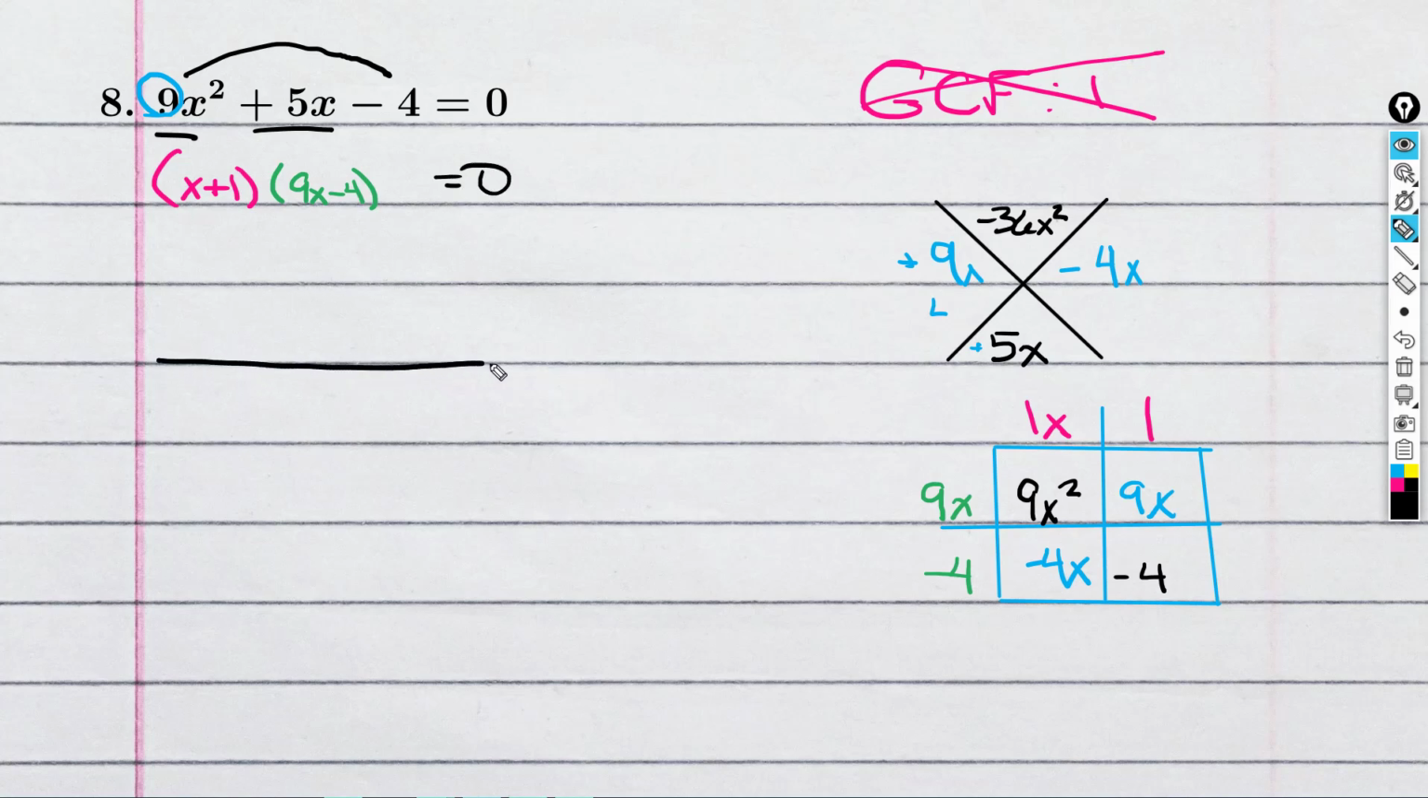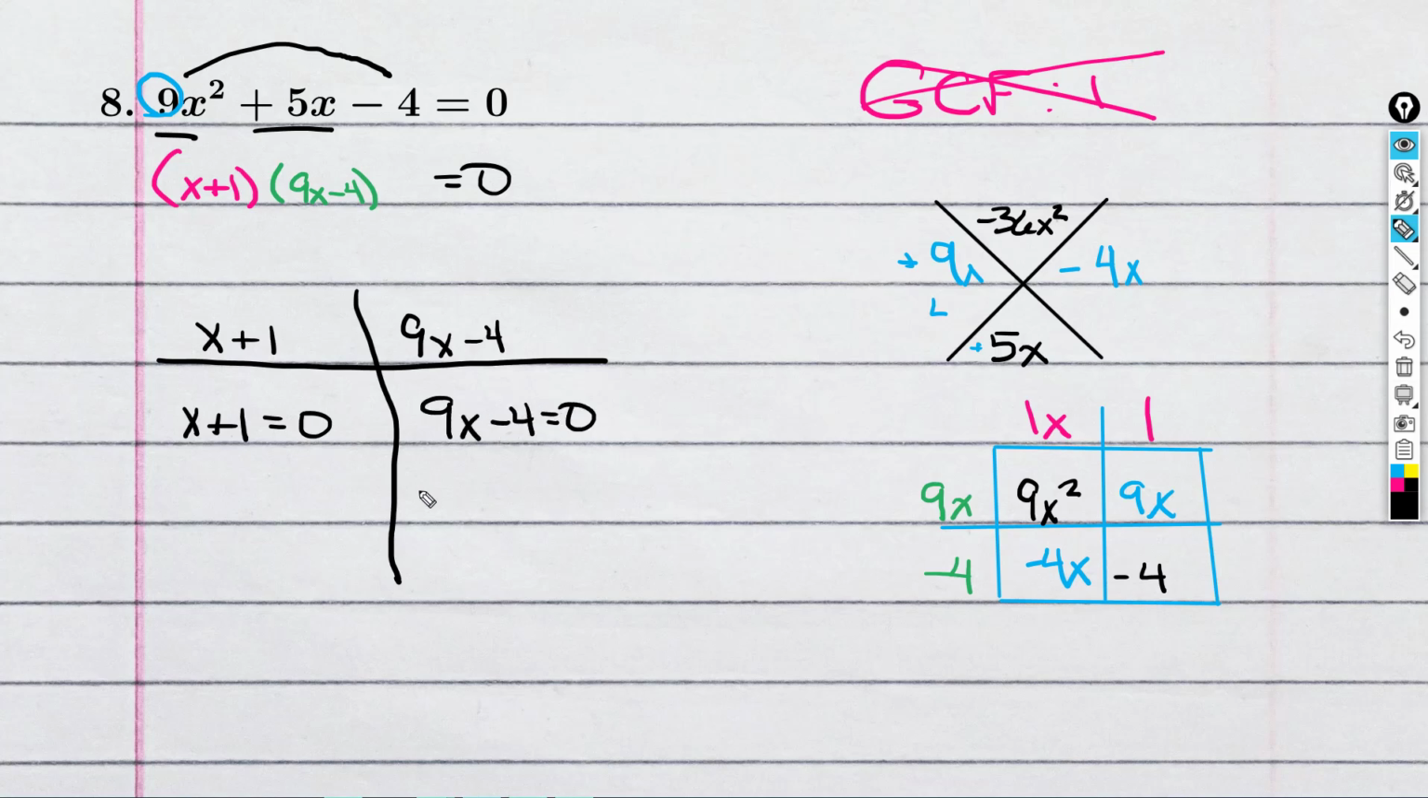Next step is to go ahead and make your chart. Make a column for each of your factors, and set them equal to 0. So x plus 1 equals 0, and 9x minus 4 equals 0. I got to move the 1 to the right-hand side, so x is equal to negative 1. Move the 4 to the right-hand side, so 9x is equal to a positive 4.